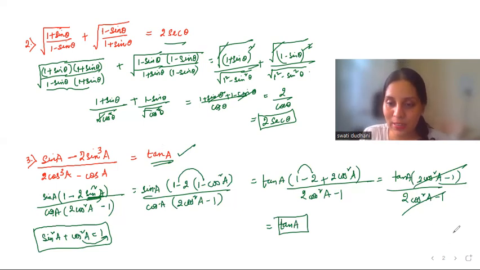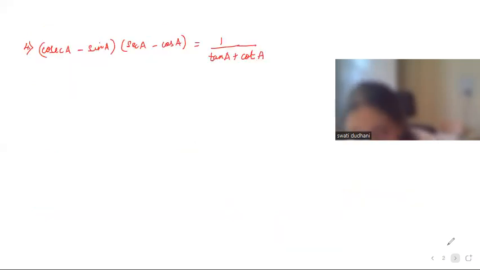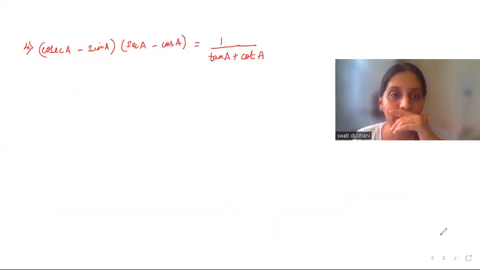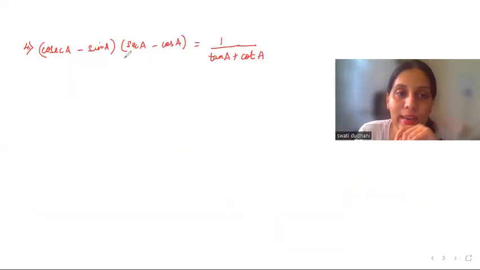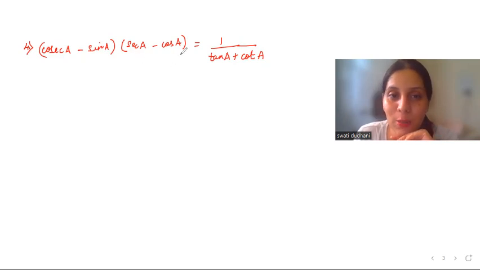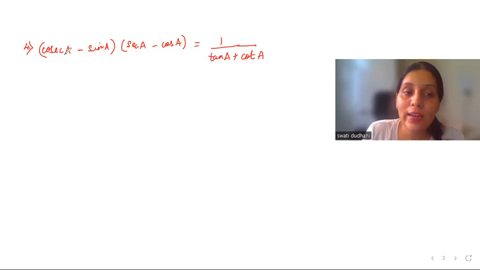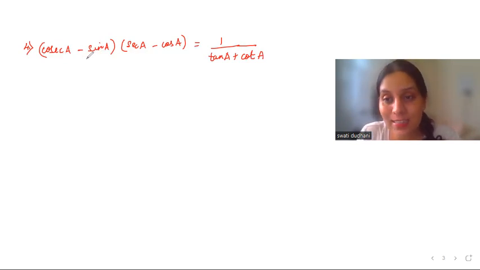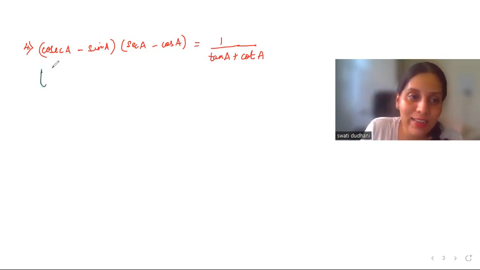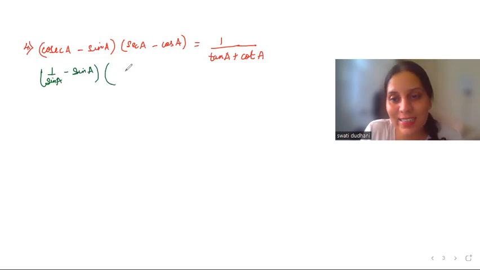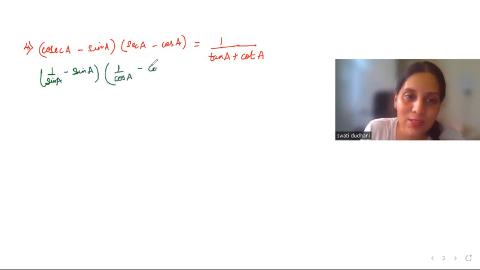Now coming to the next question. All right, next one. (Cosecant A minus sin A) into (secant A minus cos A) is 1 by (tan A plus cot A). Okay. So I know that cosecant is the reciprocal of sine. So I can write (1 by sin A minus sin A) into (secant is the reciprocal of cos, 1 by cos A minus cos A).